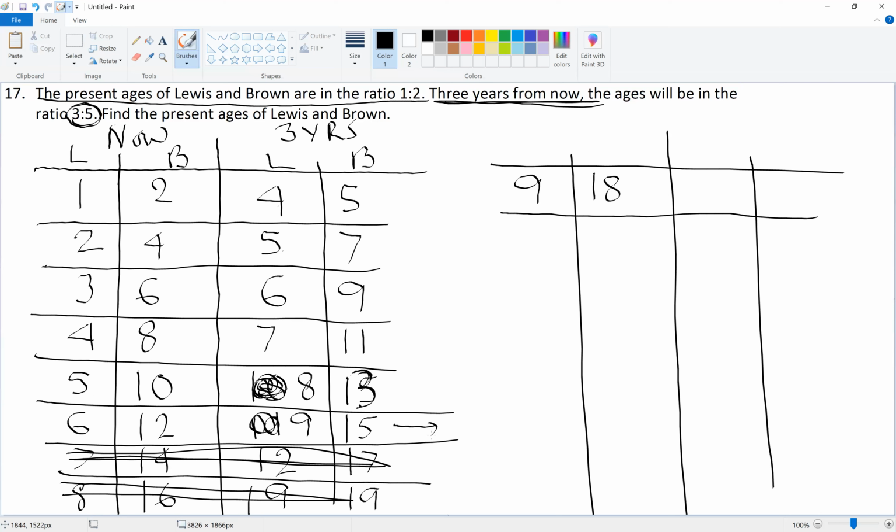What is the ratio? The ratio would be divided by 3:5. Yes, that's what I got. So this is the number. Now 6 and 12. At 3 years, it will be 9 and 15, which is a 3:5 ratio. Do you understand? Yeah, I understand this question.